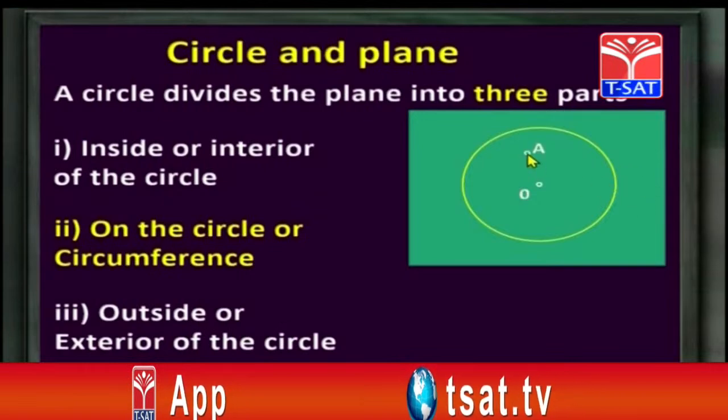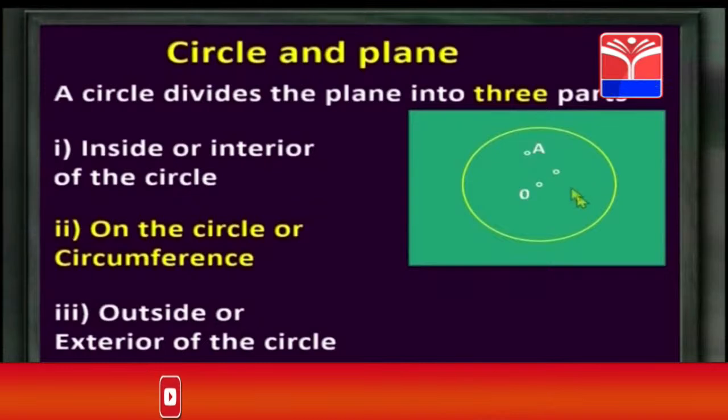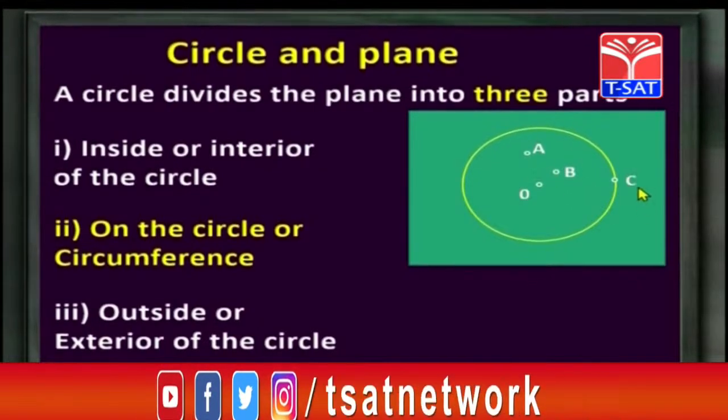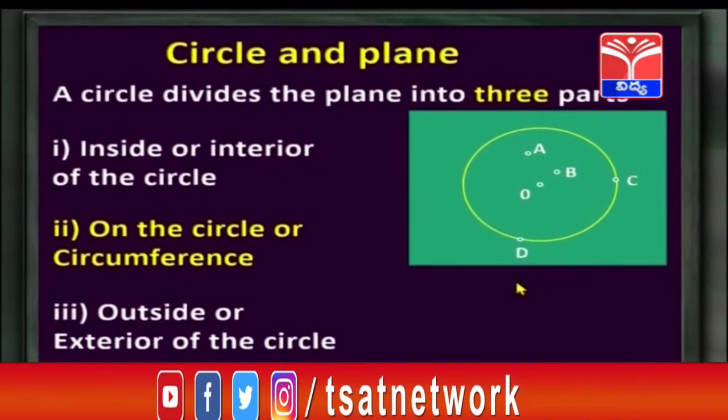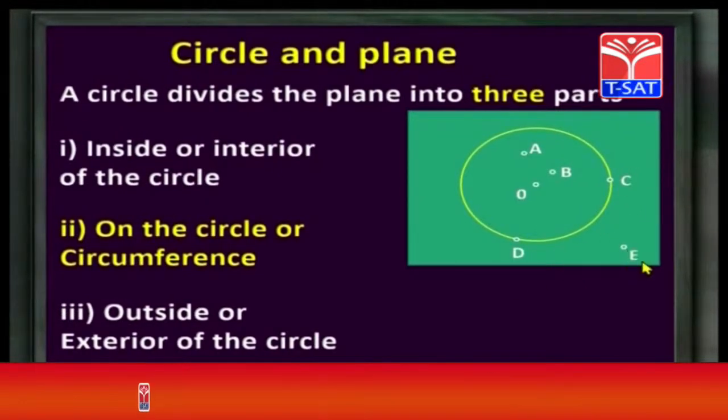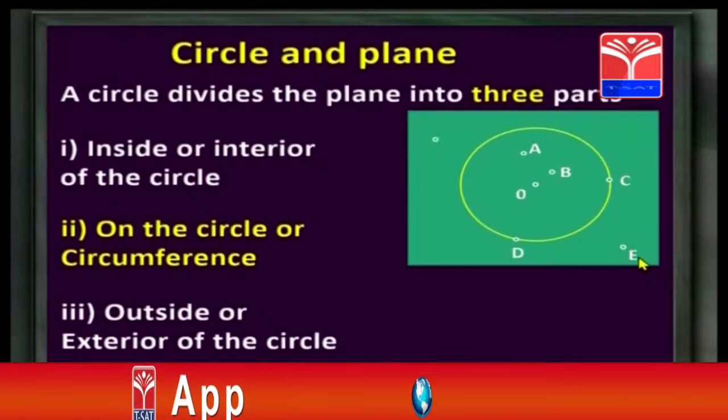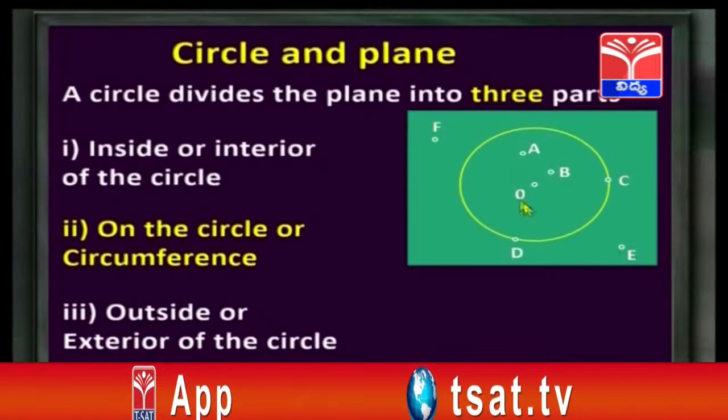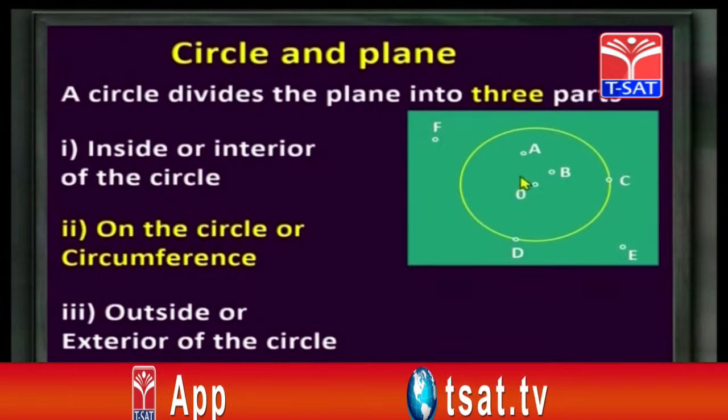So, if I take a point A which is inside the circle, B is also inside the circle, and if I take C and D, both are on the circle, and E and F are the points exterior of the circle.